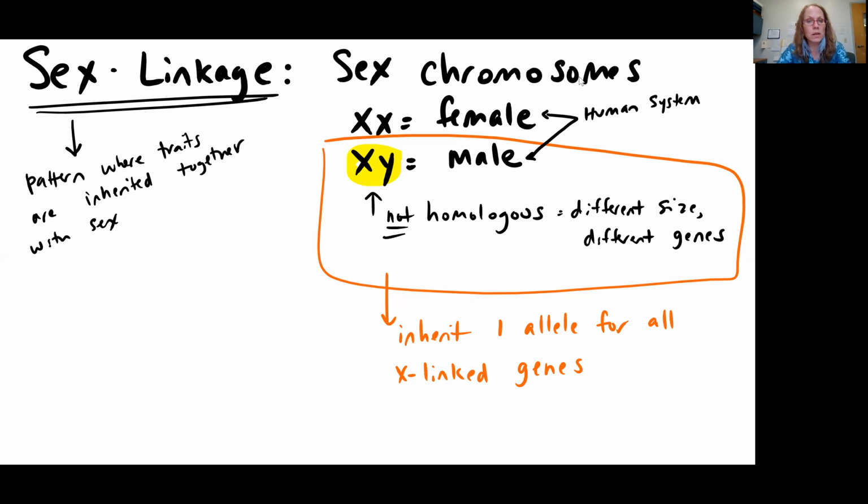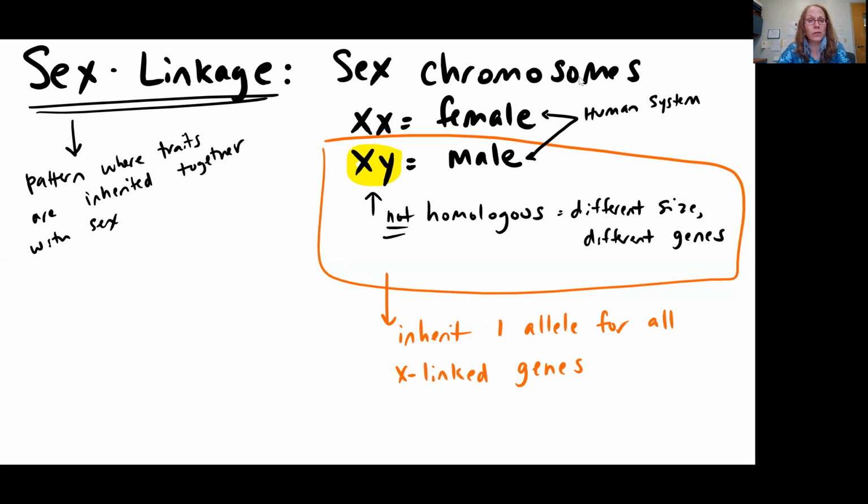Now, what we see is that that Y chromosome and the X chromosome are actually not homologous. That Y is significantly smaller and has different kinds of genes on it compared with the X. The Y is essentially making the offspring male. So the significance here is that males are inheriting one X chromosome, so that means they get one allele for all of the genes inherited on the X.